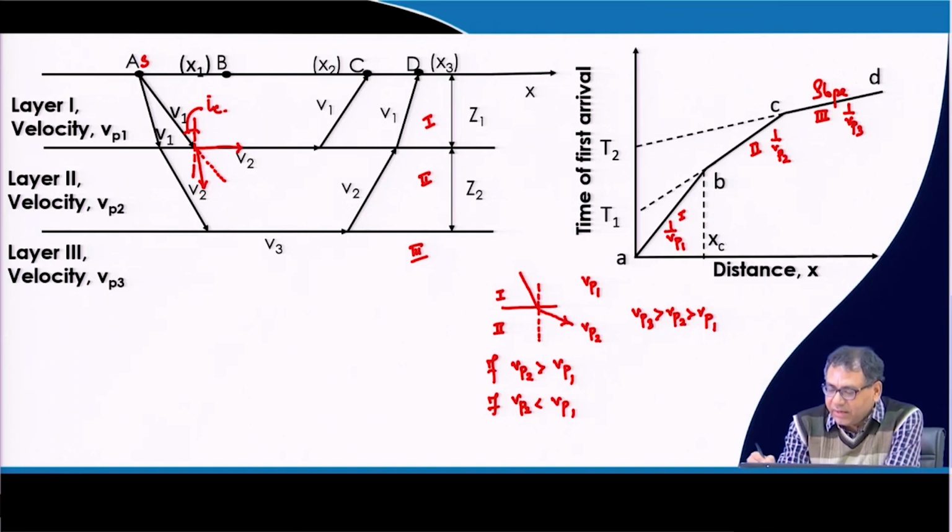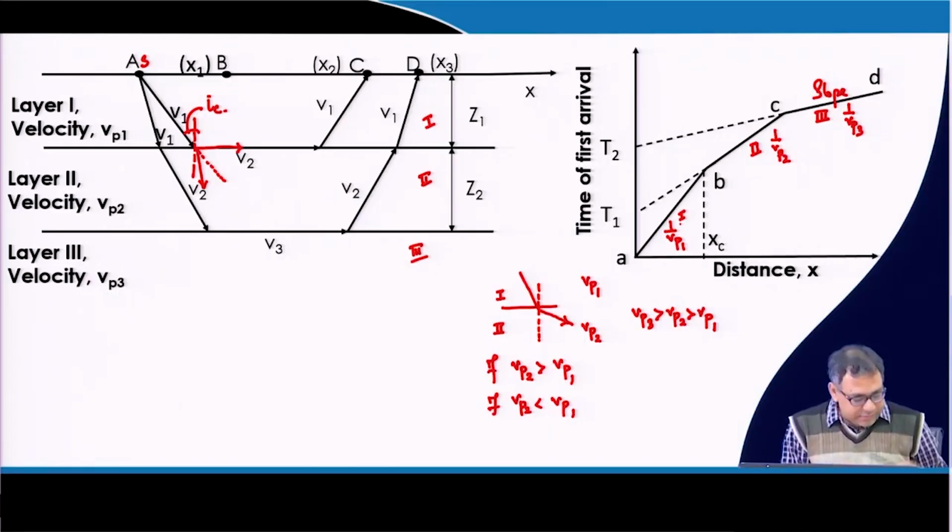This way I will get the velocity of each layer. If there is a change in slope, that means a change in layers, and you have to calculate the velocity of each layer. This slope will give us 1 over the velocity of that layer, and this way I will get the velocity of each layer.